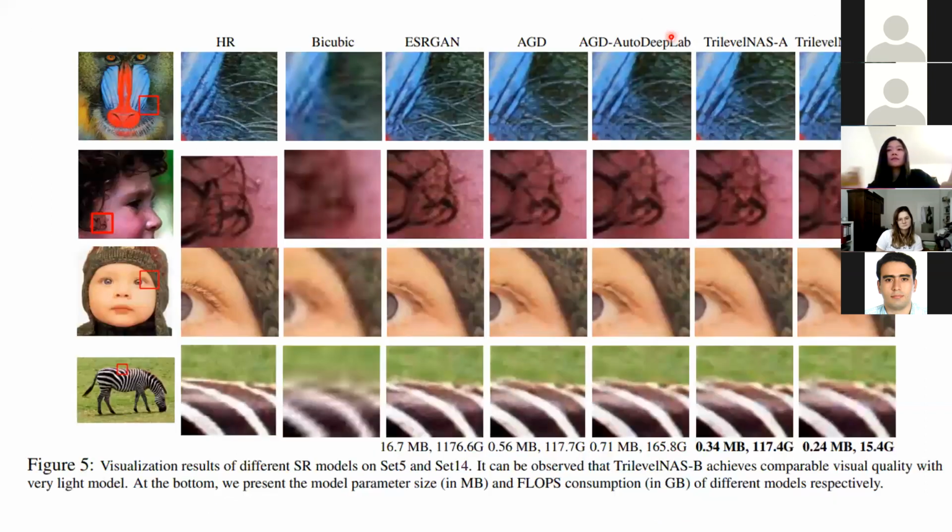And here are some visualization results. The last 2 rows are from our results, and these are from other methods and also the ground truth high resolution image, as you can see. Our TrilevelNAS A and TrilevelNAS B have comparable visual quality to other methods, but from the bottom you can see we have a smaller model parameter size and flops consumption.